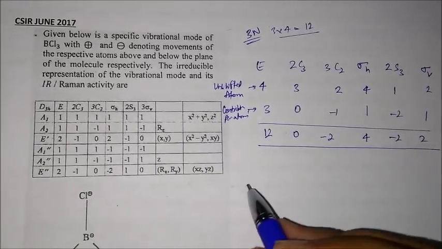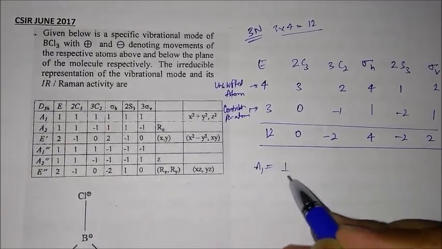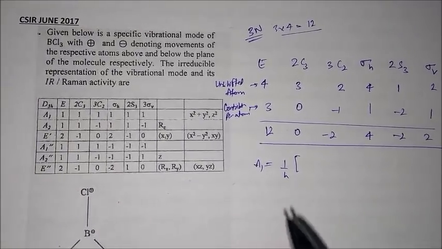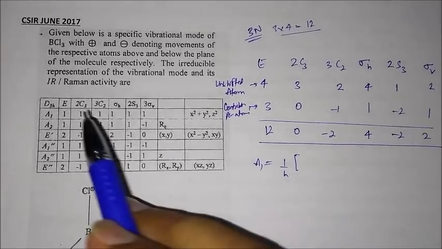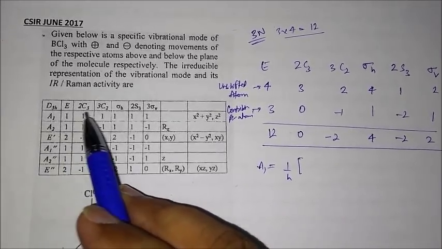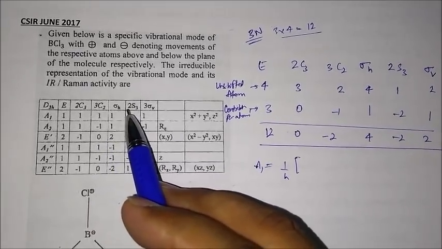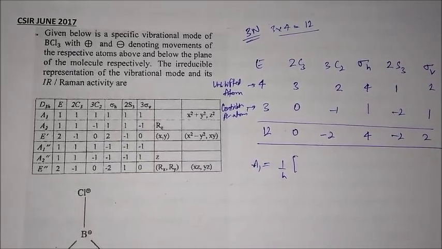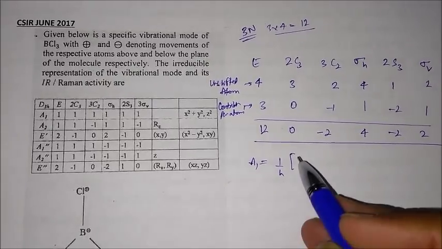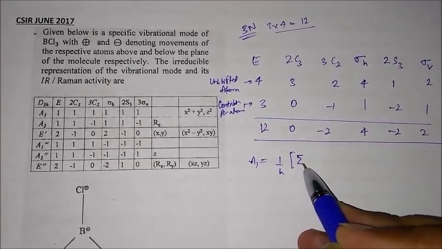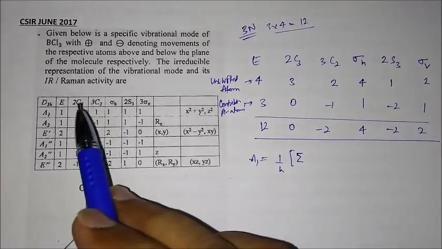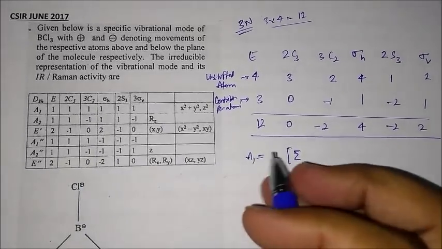For A1, you do it like this: A1 equals 1 by h, where h is the order. The order will be 2 plus 1 is 3, plus 3 is 6, plus 1 is 7, plus 2 is 9, and plus 3 is 12. So the value of the order is 12. Then 1 by h, and then sigma of the product of this and the value given here.